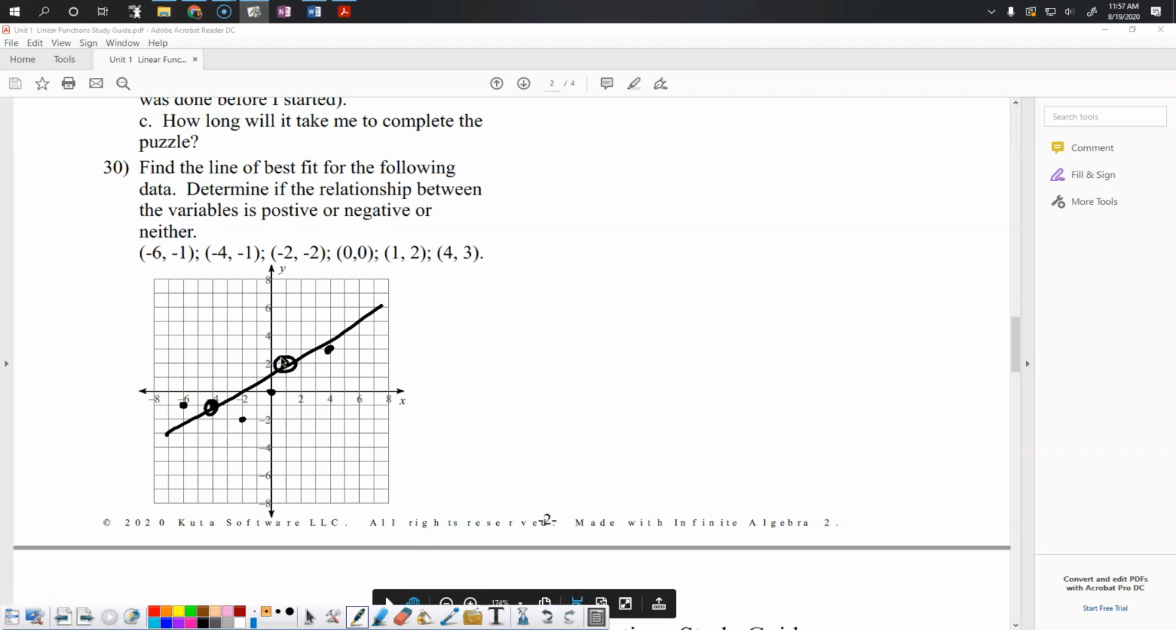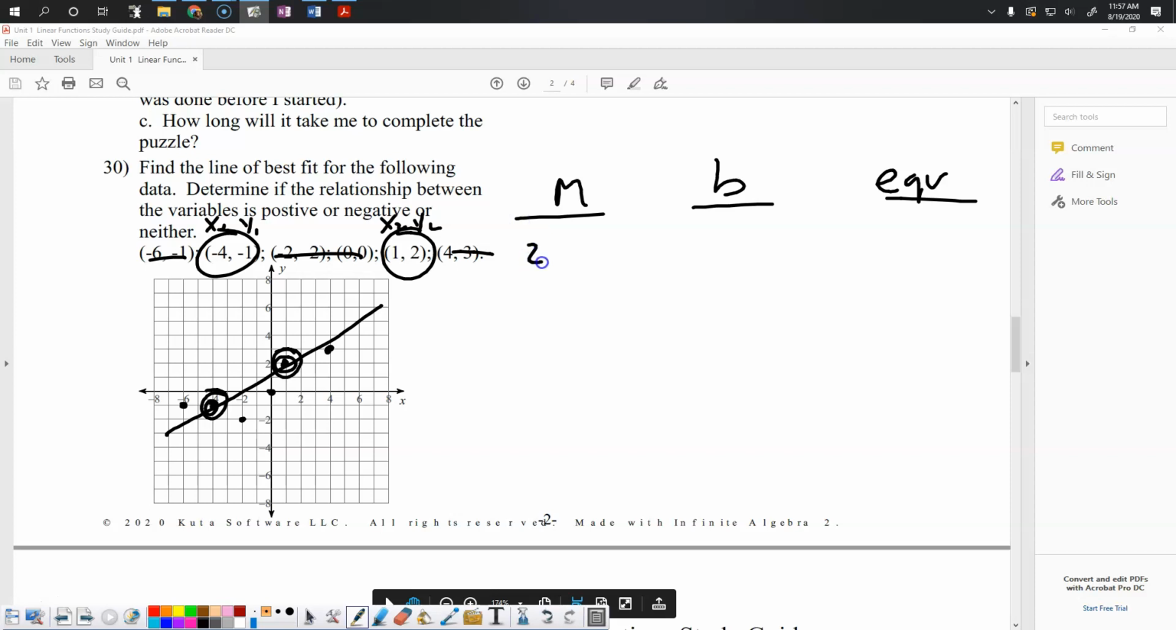So pick any 2 points on the line or that are closest to the line and use those points. So I'm going to use the point 1, 2 because that's on the line. And I'm also going to use the point -4, -1 because that's also on the line. The rest of them I don't care about now. I'm going to use those 2 points to estimate what the equation of that line would be. So what I would do is I would say, this is x1, y1, x2, y2, and then I would find my slope, my b, and equation. Okay, so y2 minus y1 over x2 minus x1. Double negatives become positive, so I end up with 3/5 for my slope.